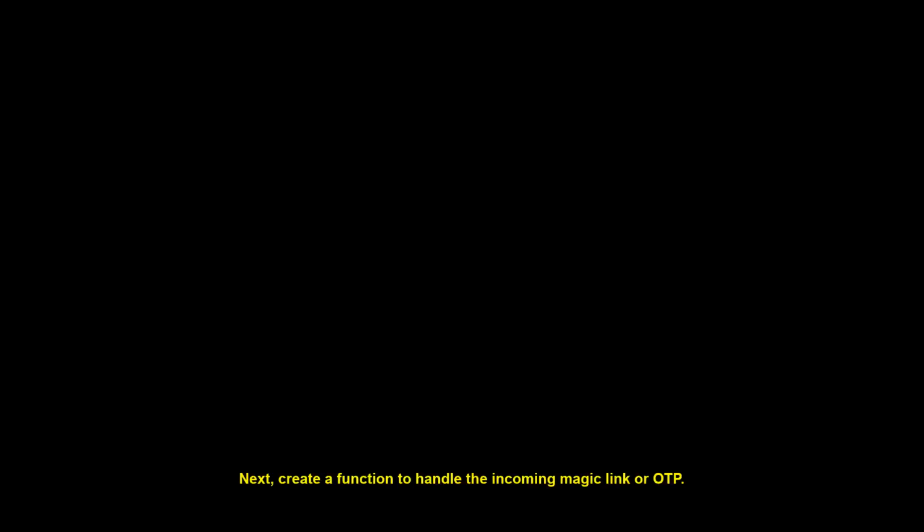Next, create a function to handle the incoming magic link or OTP. If using a magic link, redirect the user when they click it. If utilizing an OTP, prompt the user to enter it on your platform. After successfully receiving the magic link or verifying the OTP, authenticate the session. You can store the user's session information securely in your app. Finally, present a logged-in view or dashboard after successful authentication.